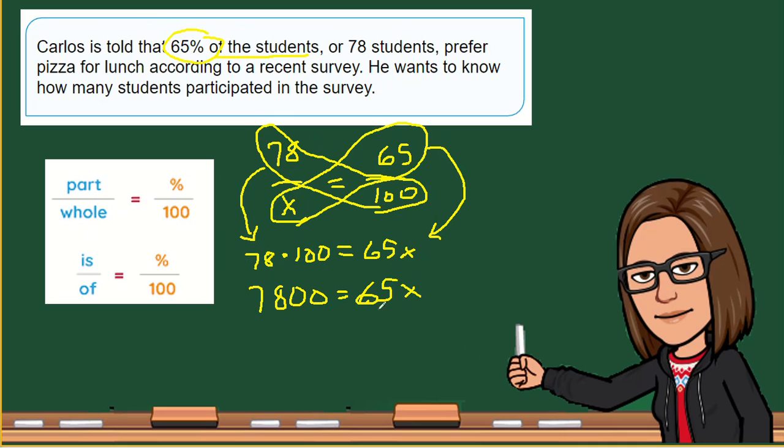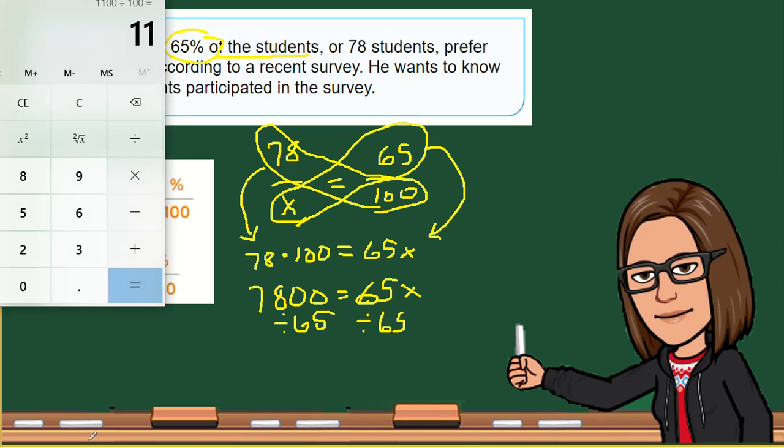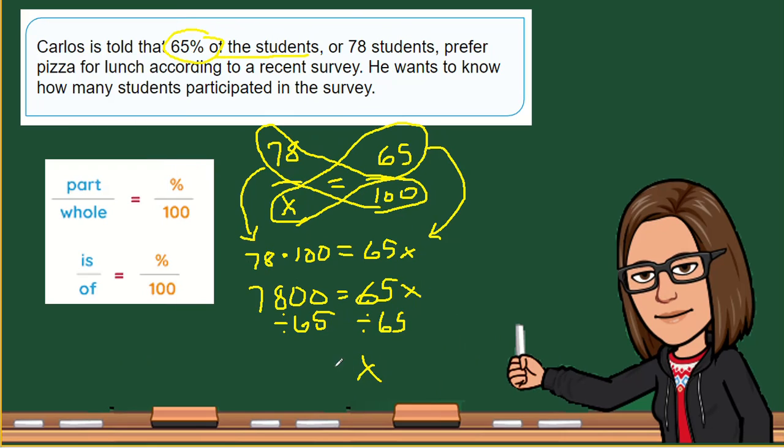Now, this is multiplication on this side. We need to undo and figure out what our multiplication is. So in order to undo it, we actually divide both sides by 65. So divide by 65, divide by 65. This is where I need my handy-dandy calculator. So I'm going to go 7,800 divided by 65, and I get 120. So on this one, x equals 120.